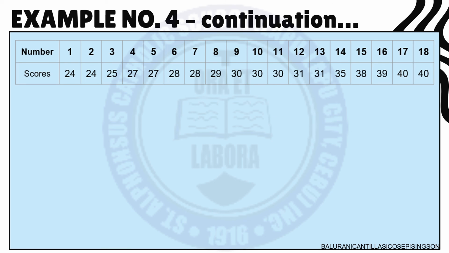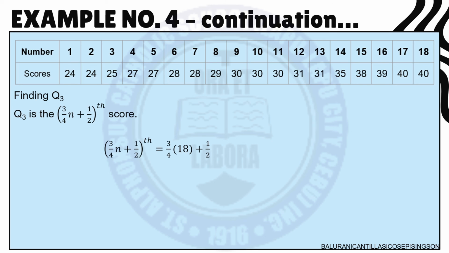Lastly, we will now find the third quartile. The third quartile can be solved using the formula 3/4 times n plus 1/2. So we will substitute n with 18. 3/4 of 18 is 27/2 plus 1/2. It gives us 28/2. Then simplify. That is equal to 14.